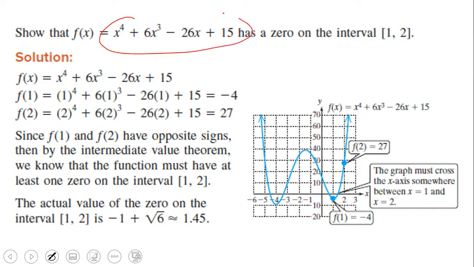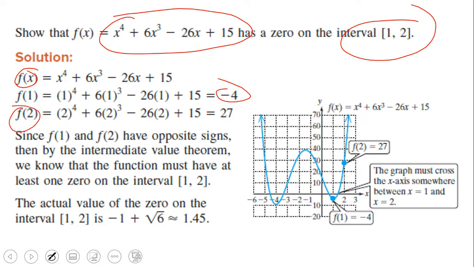So show that this quartic has a 0 between 1 and 2. So plug 1 into the function, get an answer. Plug 2 into the function, get an answer. So long as those have opposite signs, you can guarantee that there is a real 0 on that interval. And this is just showing you a graph. So somewhere between 1 and 2, there has to be some x-intercept.